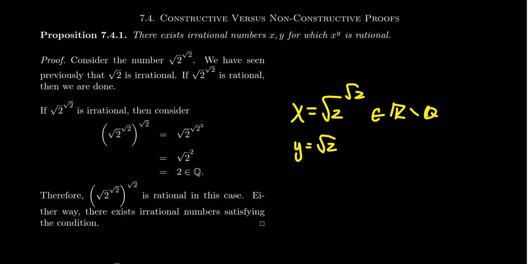But with the proof currently in hand, I don't know what x is and what y is. I guess y in both cases is the square root of 2. So, okay, that was consistent. But is x going to equal the square root of 2?